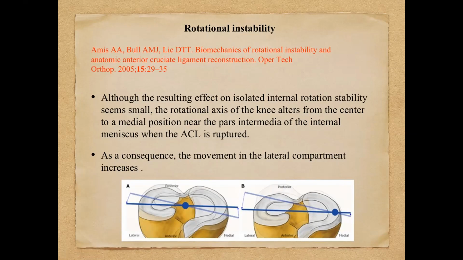Although the resulting force on an isolated internal rotational stability seems small, the rotational axis of the knee alters from the center to the medial position near the pars intermedia of the medial meniscus when the ACL is ruptured. As a consequence, there will be an increase in moment at the lateral compartment.